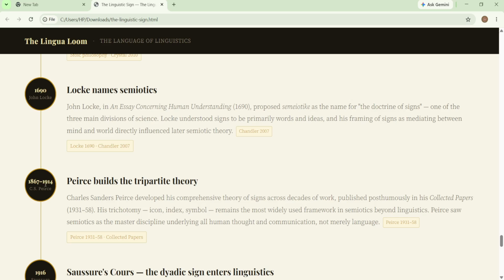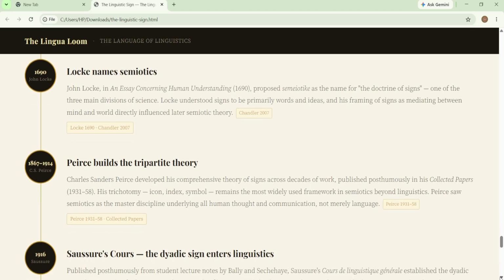This is the era 1867 to 1914, where Peirce developed his comprehensive theory of signs across decades of work. Published in his collected works, his model, which consists of icon, index, and symbol, remains the most widely used framework in semiotics beyond linguistics. Peirce saw semiotics as the master discipline underlying all human thought and communication, not merely language.